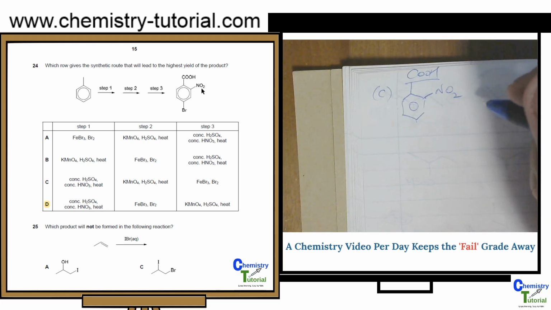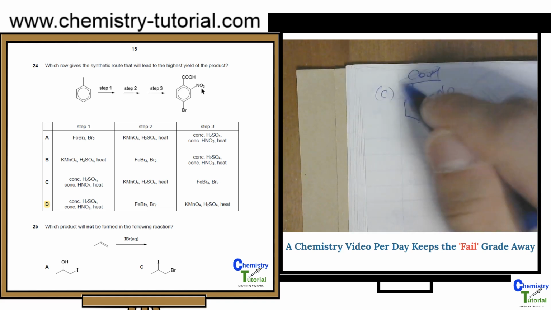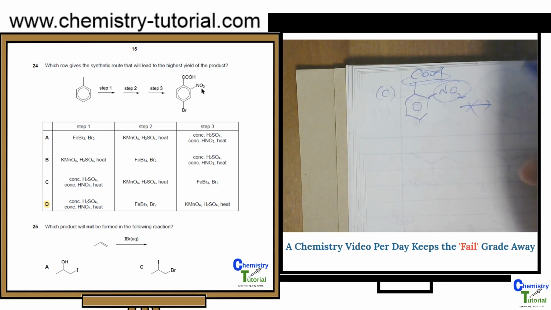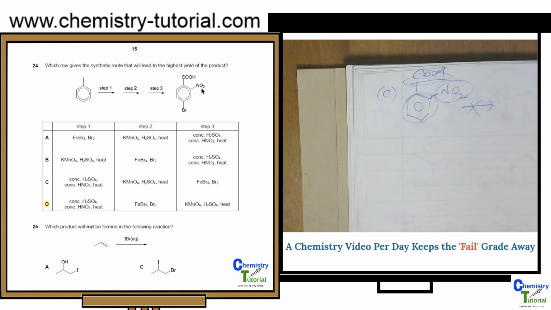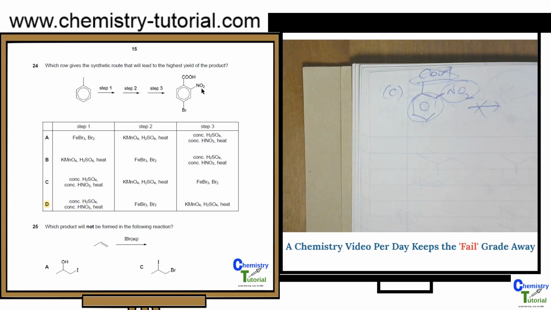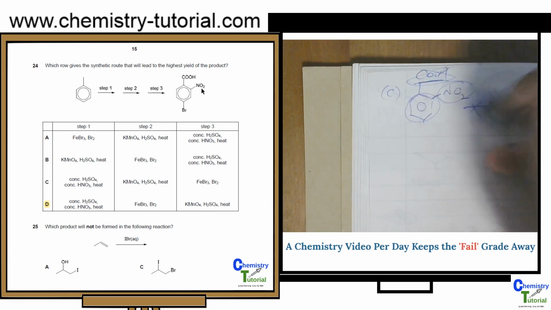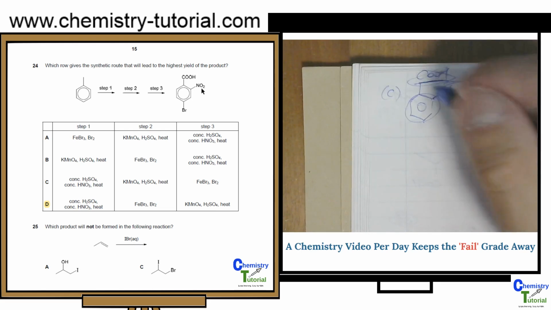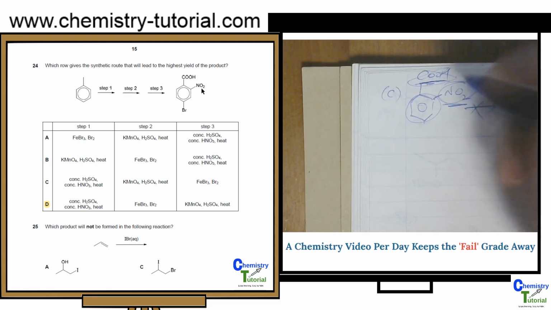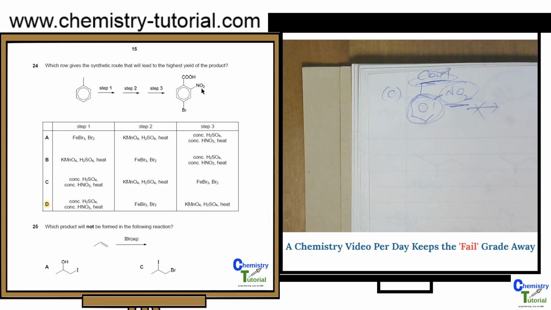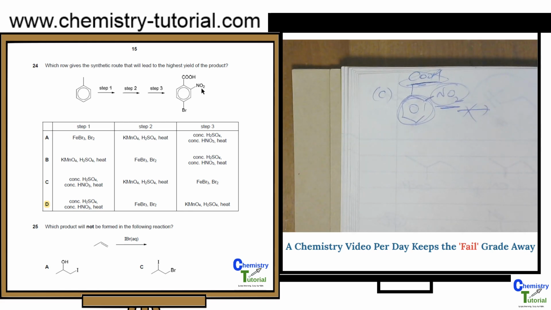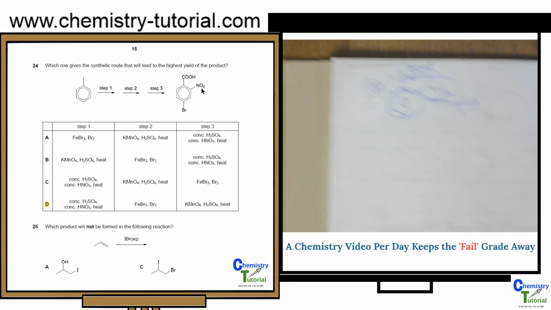Now, if you add your FeBr3 and Br2, you won't have any reaction at all because you have 2 highly electron withdrawing groups. That means your benzene is not very electron rich. So it's not possible for the Br to attach to it. You need to have at least 1 electron donating group, or not a single electron withdrawing group. So you have 2 highly electron withdrawing groups. This benzene ring is too electron poor to have any further electrophilic substitution reaction. So C is out already. Now let's look at D.